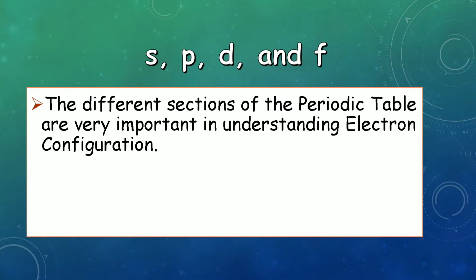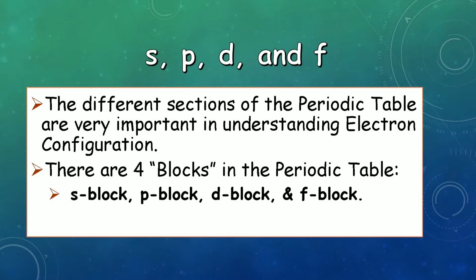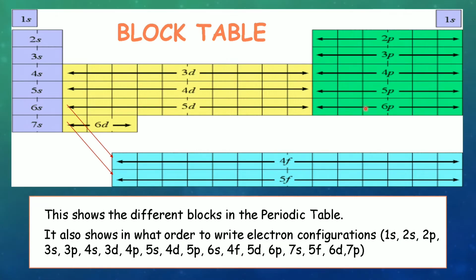Then, for the S, P, D, and F, the different sections of the periodic table are very important in understanding the electron configuration. There are 4 blocks in the periodic table: the S block, P block, D block, and F block. Let's see this block table.